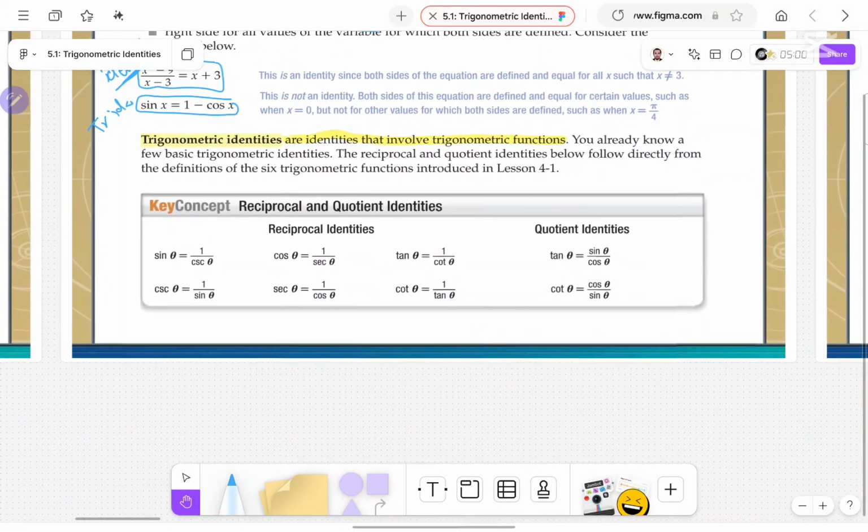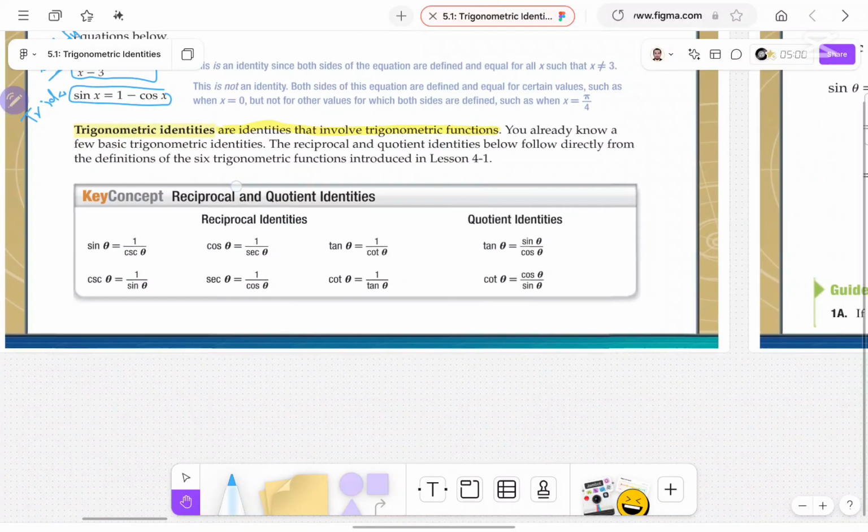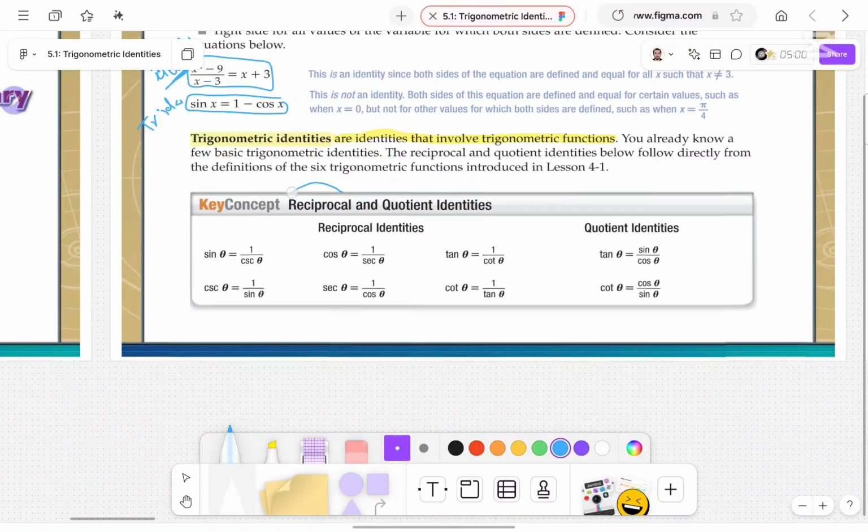Now let's focus on the reciprocal identities. We have the reciprocal and quotient identities, two types of identity. The first one is sine, and the reciprocal of sine is 1 over cosecant. Cosecant is 1 over sine. Cosine is 1 over secant, and secant is 1 over cosine. The last one is tangent. Tangent is 1 over cotangent, and cotangent is 1 over tangent. So those are the reciprocal identities.